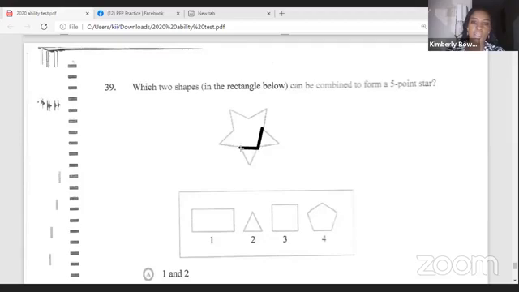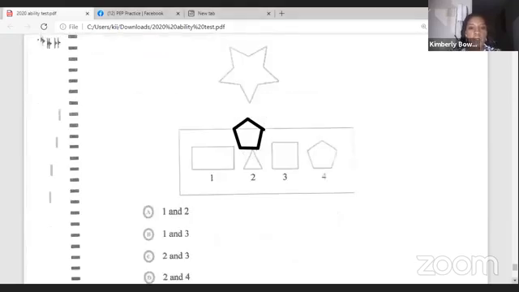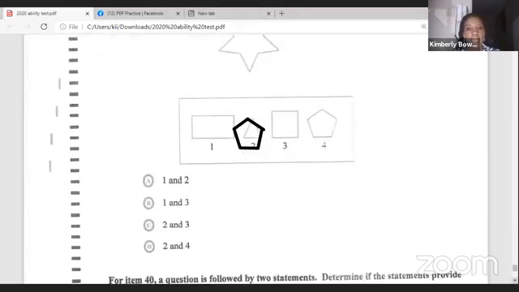Let's see what's going on here. If I did not draw, I would not see. This is a part of problem solving. You have to be drawing the diagram. So it's not C as I had assumed. It's actually 2 and 4.